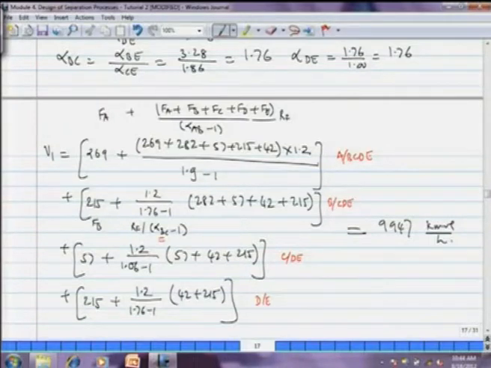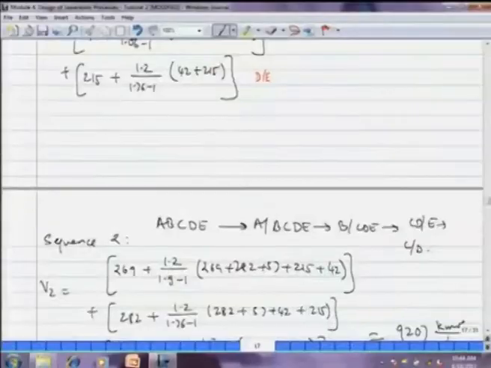First column separating A from BCD mixture, second column separating B from CD mixture, third column separating C from CD mixture, and final column splitting the binary mixture of DE. And this you can do on a simple calculator and get the answer as 9947 kilomole per hour. I have given the direct answer. I suggest you to recalculate and check for correctness. So, that is about the first sequence.